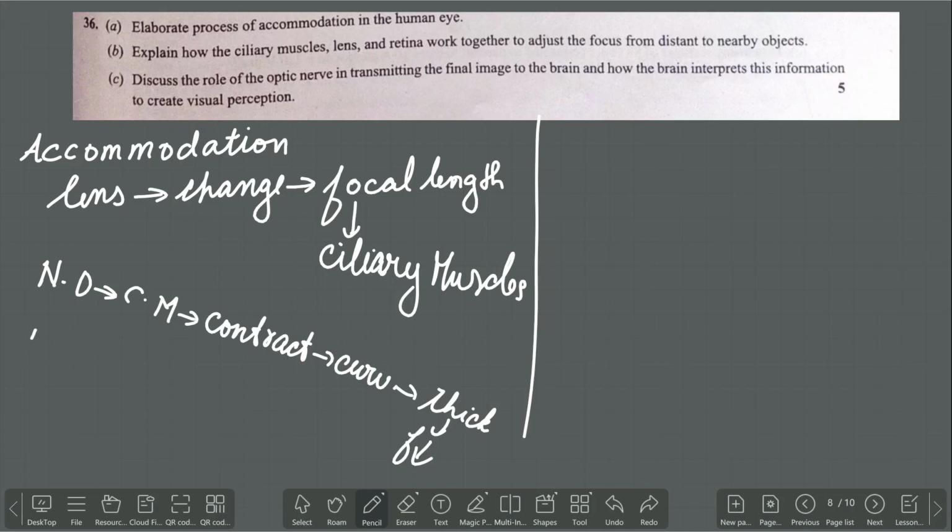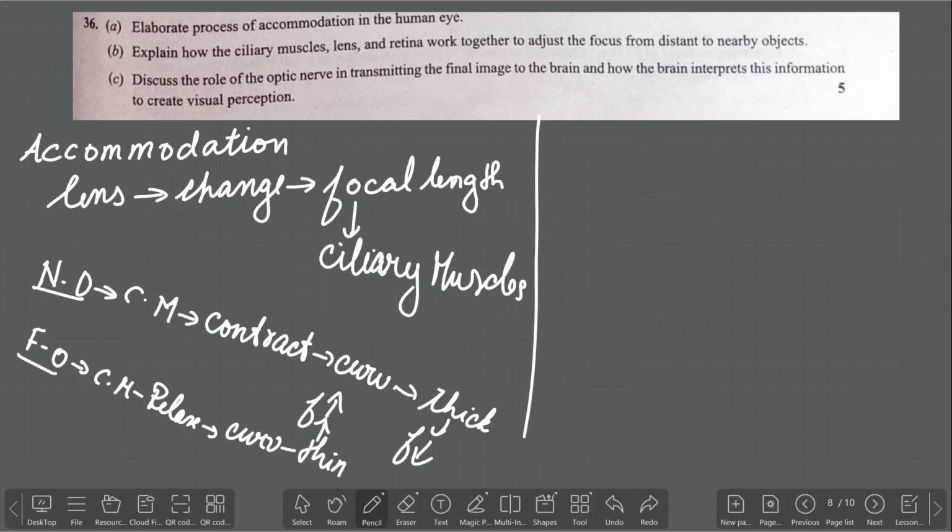Same way, if you are going to see a faraway object, the ciliary muscles will be in a relaxed state. And then what will happen to the curvature of our eye lens? The curvature of our eye lens will become thin and the focal length will get increased. So this is how it enables us to see the nearby object as well as the faraway object.